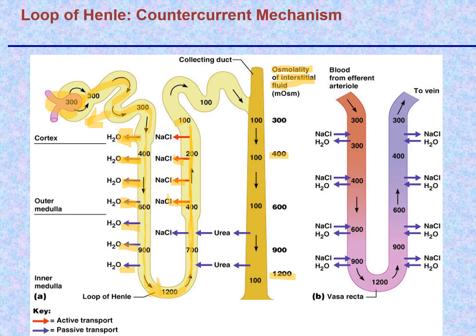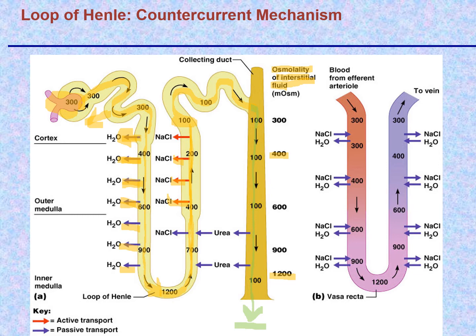So you end up in the end with a fluid that often has a lower osmolality than the tissues, 100, and that progresses out through the distal convoluted tubule into the collecting duct. I'm going to change color here, and then goes down and is eliminated as urine. Remember, it's not urine till it gets out.